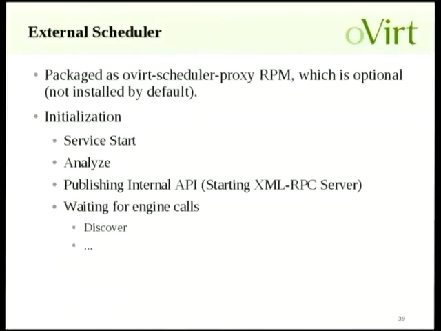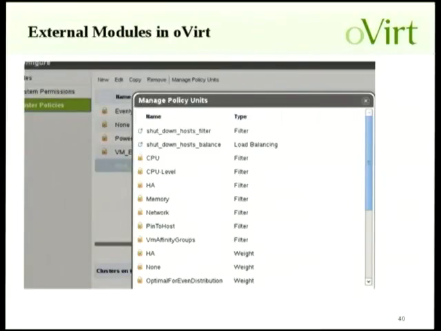It's a separate RPM. You need to install it manually. How it works: when it's initialized, it reads from a local directory all the filters, weights, and balancing logic that you wrote. Then it publishes an internal API. The engine, the server, reads it, and then it waits for calls from the engine for filtering, weighing, and balancing. This is how it looks when the filter and load balancing are loaded.